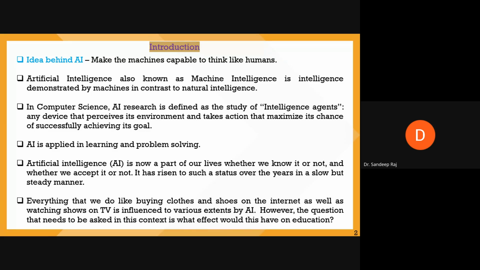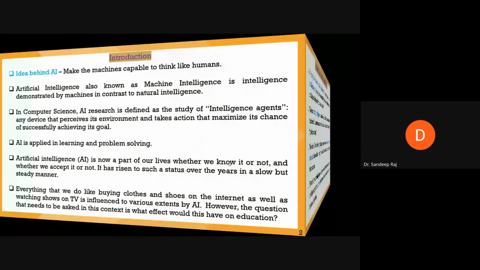AI is now a part of our life, whether we know it or not, and whether we accept it or not. It has risen to such a status over the years in a slow but steady manner. Everything that we do, buying clothes and shoes on the internet, as well as watching shows on TV, is being influenced to various extents by AI. However, the question that needs to be asked in this context is what effect would it have on education?